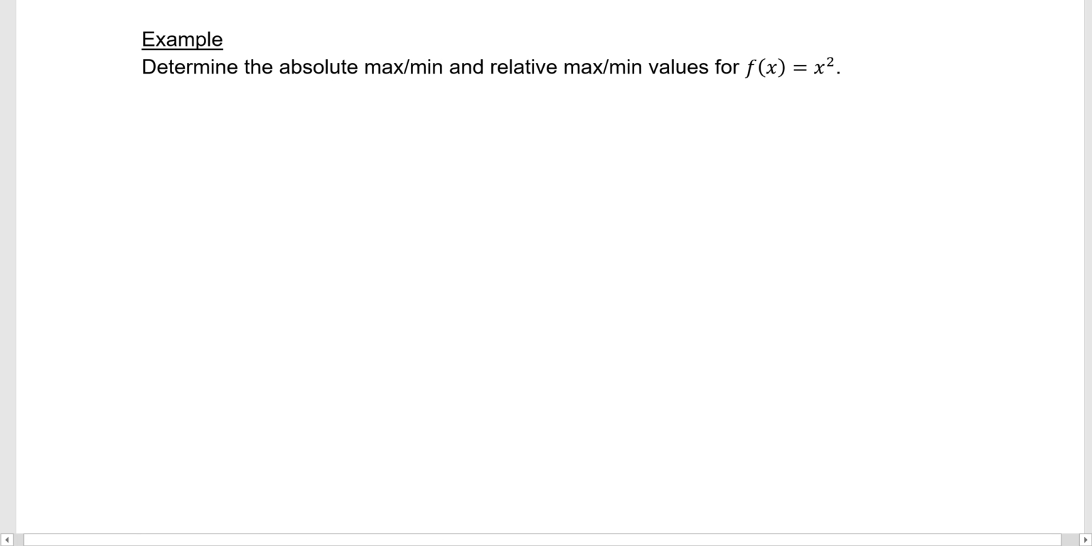So let's start with a nice easy one where we have a function. Sometimes we'll be given functions, sometimes we'll be given graphs. Determine the absolute max and min and the relative max and min for f of x equals x squared. So we should all know what this looks like, right? This is our basic parabola.